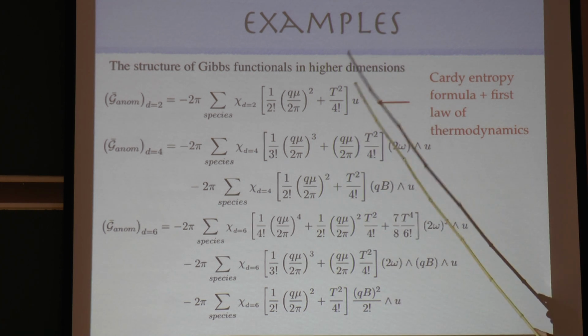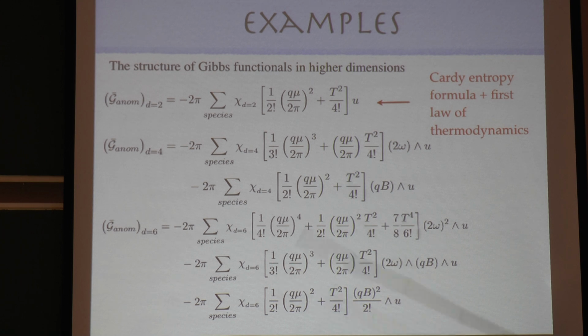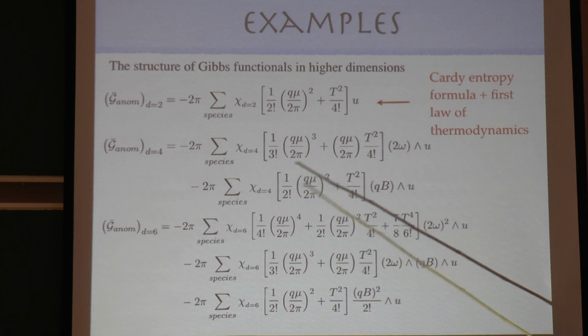And you can generalize to higher dimensions, and you see that there is no vorticity in 1 plus 1 dimension. Nevertheless, there is some effect. However, in higher dimensions, there are some terms proportional to the vorticity and to the magnetic field. So this is capturing the chiral vortical effect, the separation of chiral particles if you have a rotating fluid, and this is the so-called chiral magnetic effect.